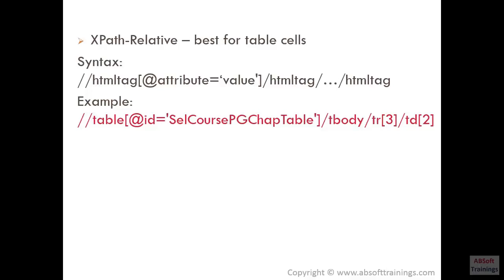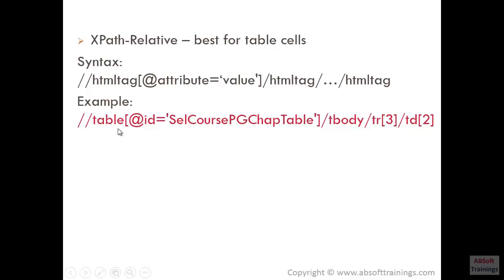It will be very hard for web developers to give any attributes to all cells. In this case, we use XPath relative, and we'll go to the parent and find a unique parent, and from there build the relative XPath. You can see the example here.